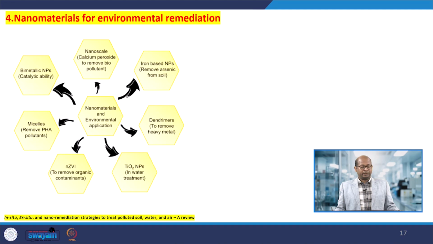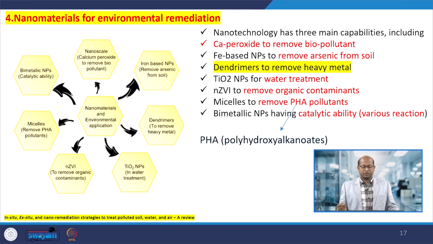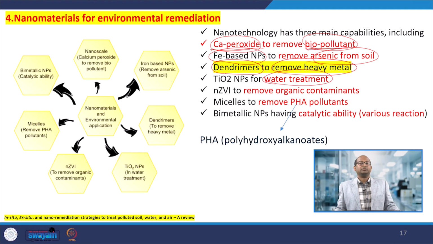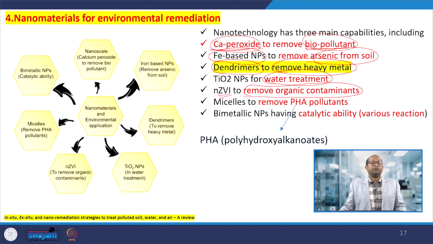And then environmental remediation, I said. So in wastewater treatment, suppose we have calcium peroxide or calcium oxide peroxide that we can use to remove a biopollutant. Iron based nanoparticles can remove arsenic if it is available in soils, and dendrimers we can use for removal of heavy metals, titanium we can use for wastewater treatment, and zero valent iron we can use for removal of organic contaminants and PAH pollutants.